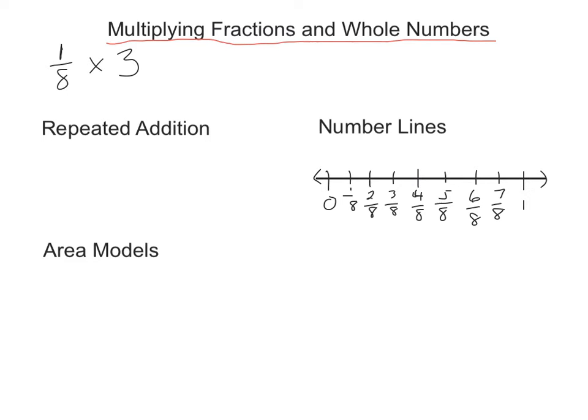So for repeated addition, like you did in third grade, 1/8 plus 1/8 plus 1/8. I'm adding 1/8 3 times because 3 was my whole number that I was multiplying by. So when I have 1/8 plus 1/8 plus 1/8, I know that I have 3/8. Notice that the denominator did not change. Our denominator stayed the same. That's really important when you're multiplying fractions and whole numbers. The only thing that changed is the numerator. So we had 1 plus 1 plus 1. So we had 3/8. Okay?